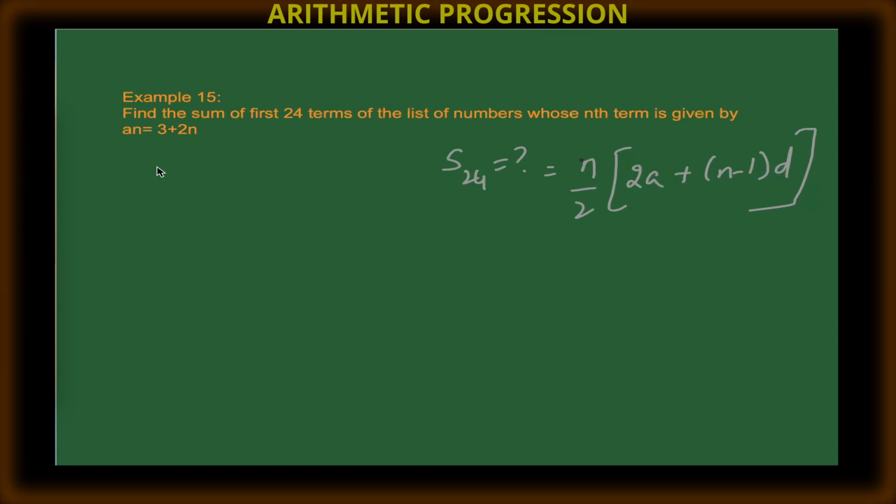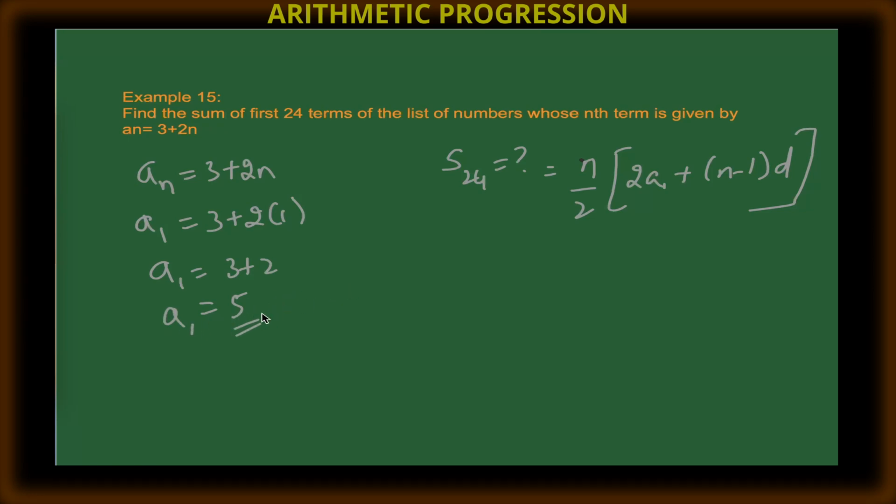There is another hint given: the nth term an is equal to 3 plus 2n. The a here is nothing but the first term, so if I want to know it, I can replace n by 1. a1 is equal to 3 plus 2 into 1, which is 3 plus 2, equal to 5. So the first term, denoted a1, will be 5.